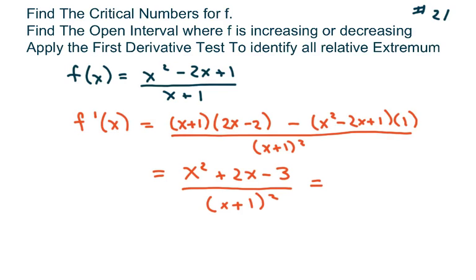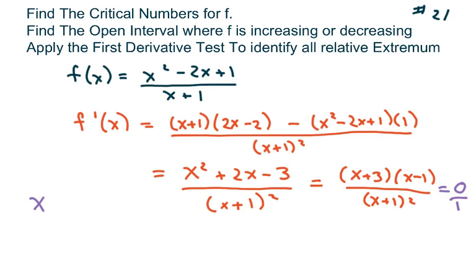I'm going to go ahead and factor the numerator, and that's going to give me x plus 3 times x minus 1 over x plus 1 squared. We're going to set this to 0 to find the critical numbers. So when you set it to 0, the denominator cancels out, and you're going to get x equals negative 3 and x equals 1. We also have a discontinuity here at x equals negative 1.